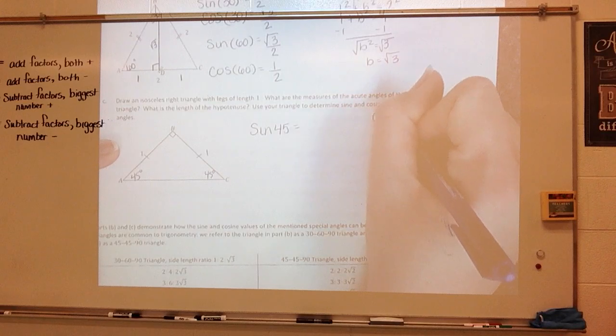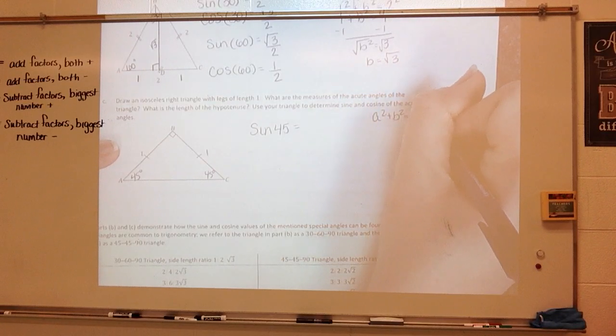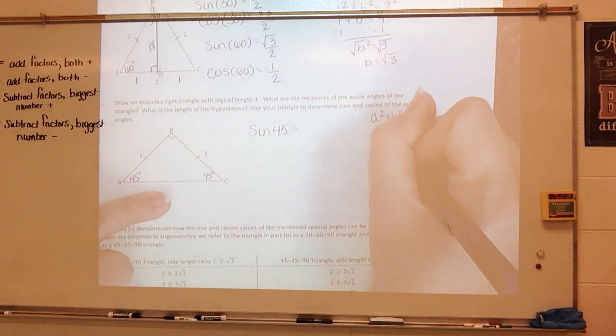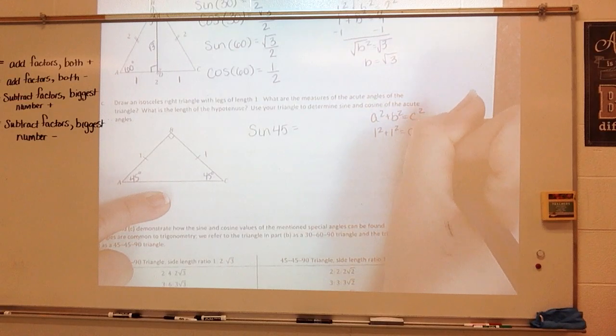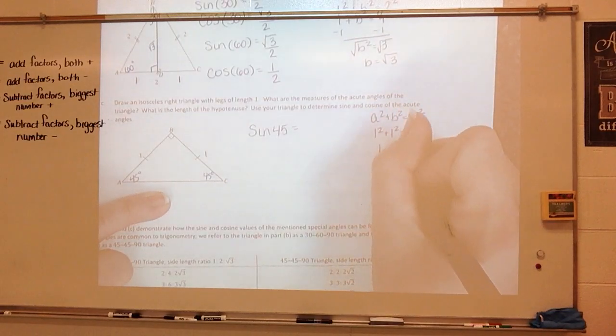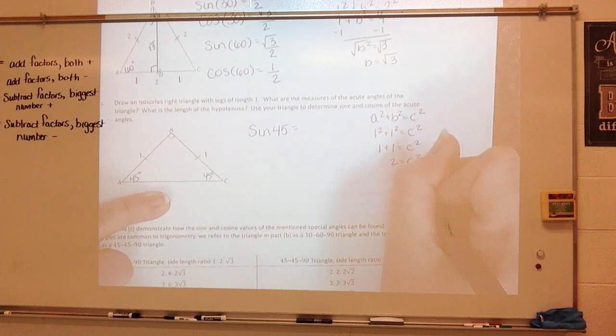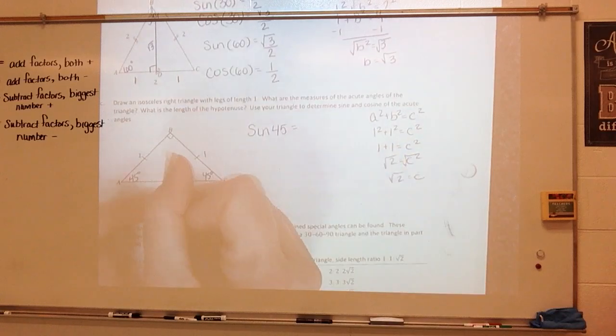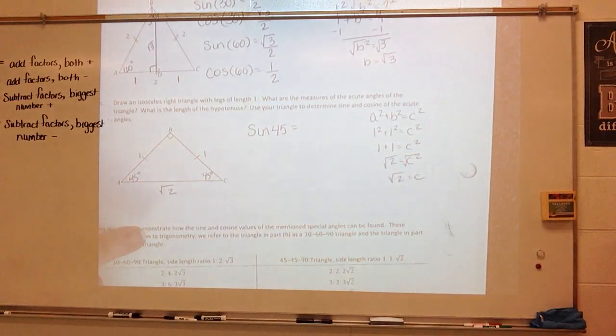So a squared plus b squared is equal to c squared. So 1 squared plus 1 squared is equal to c squared. 1 plus 1 is equal to c squared. 2 is equal to c squared. Square root of 2 is equal to c. So my hypotenuse is the square root of 2.